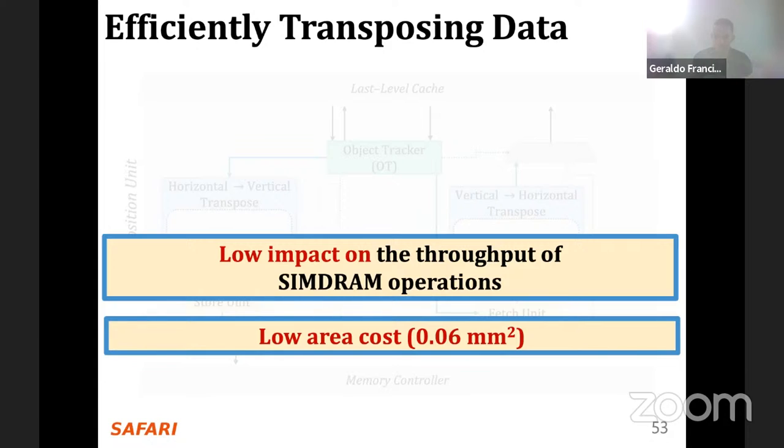It highly depends on the access pattern that the application of the user is going to issue, but there is no time deadline for the data to be in either format. So the data can stay in the vertical data layout while staying in memory and being operated on in memory, and only needs to be transposed when the CPU needs to access the data.